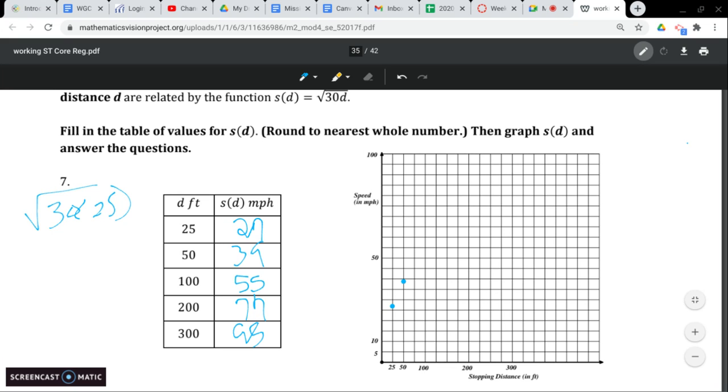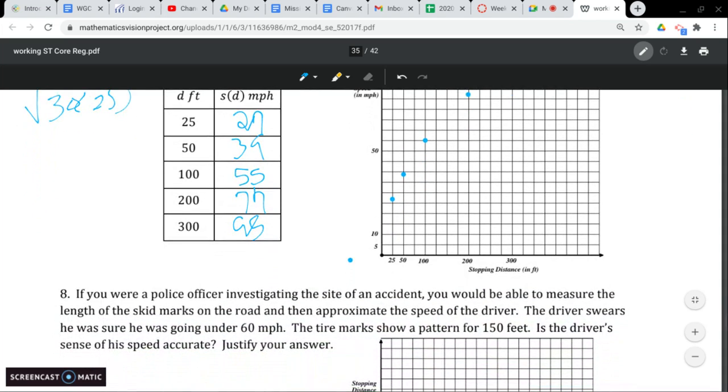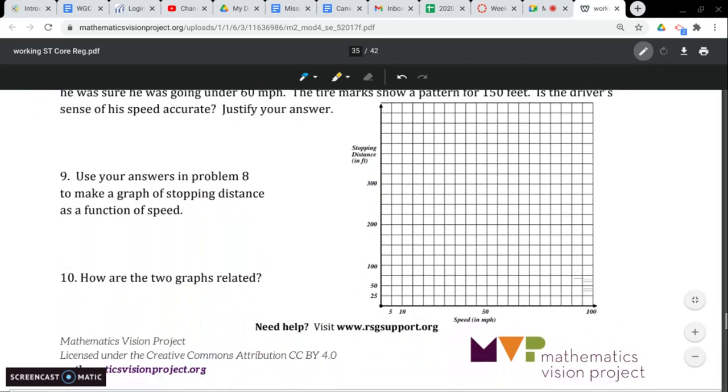Then for 100, we're at 55. So we've got our 50 here. So then we go up 5 more. There's 55. For our 200, we're up at 77. So 55, 60, 65, 70, 75, a little above. There's 77. And then for 300, 80, 85, 90, 95. So there is our function approximately. So that is what we're looking at there. Now you're going to use what you found there for 8 and then graphing these, okay?